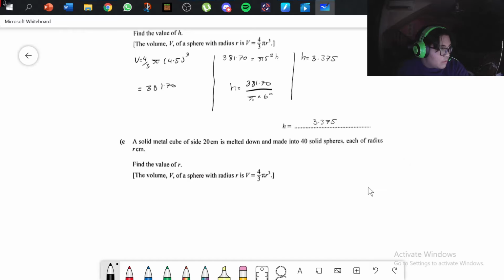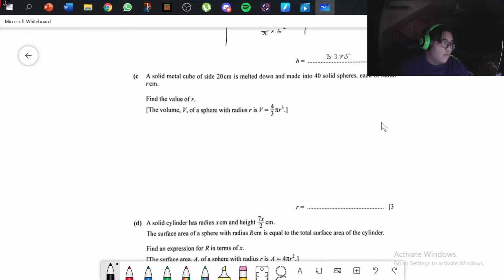A solid metal cube of side 20 cm is melted down and made into 40 solid spheres, each of radius r cm. Find the value of r. So it's a cube, 20 cm, and 40 solid spheres. We take 20 cubed, 20 times 20 times 20. Then 20 cubed is equal to 40, since we want 40 solid spheres, times 4 over 3 pi r cubed.